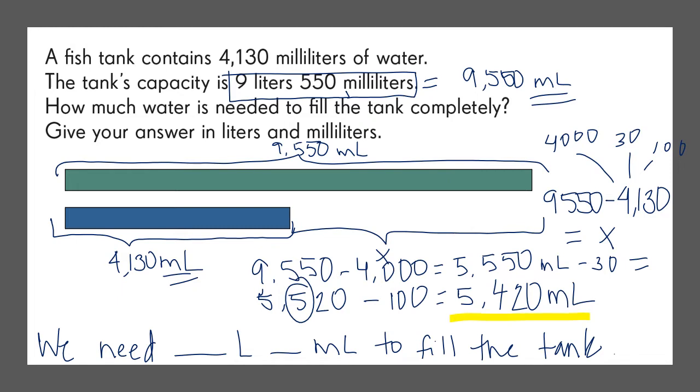Phew, I feel like I'm done. But as you can see, we're not done quite yet because we need to now convert this to liters and milliliters. Remember, every time you have 1,000 milliliters, you get a liter. There's 5 of the 1,000, so that would be 5 liters. And then this leftover that doesn't make 1,000, that's the number of milliliters. So we will need 5 liters, 420 milliliters to completely finish filling that tank.